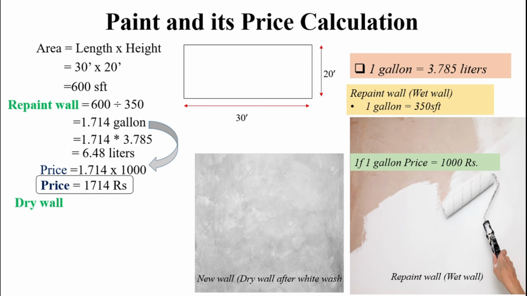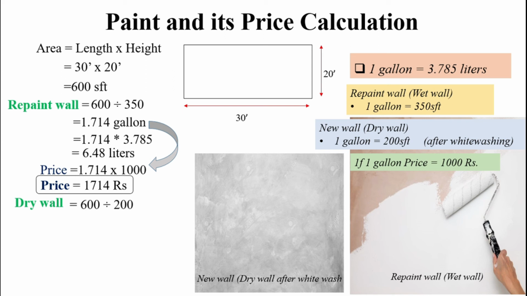Now to calculate the quantity of paint for a dry wall, meaning a newly plastered wall after whitewashing, the same procedure will be applied. The only parameter that changes here is that in the case of a dry wall, 1 gallon covers 200 square feet. We know that the area is 600, therefore we divide 600 by 200 and the required answer in gallons is 3 gallons.